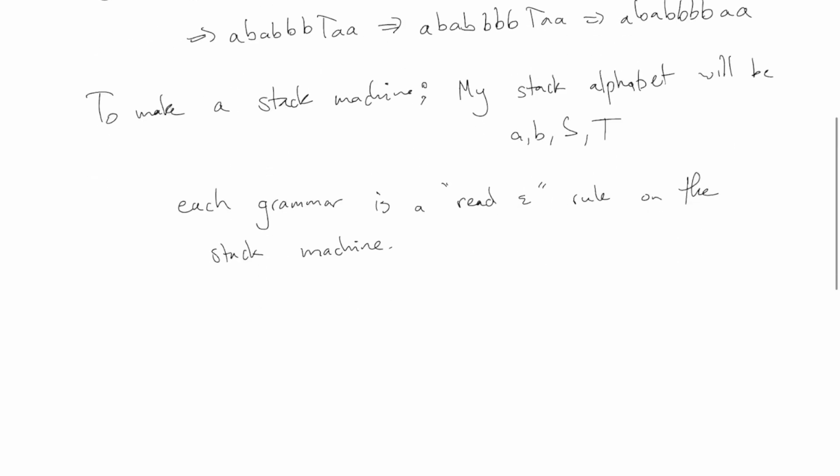And generally speaking, if it's something like x goes to y, this becomes, on my stack machine, read epsilon, pop x, push y. It's just epsilon, x, y. So it's a very simple way to translate the grammar into a stack machine. I said before, this is a non-obvious trick. It's a very simple trick, but it's not immediately clear why this works at all.